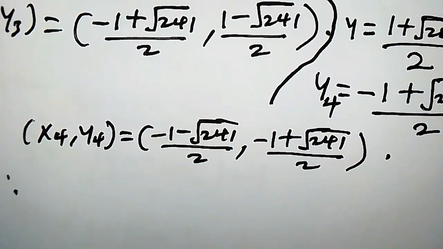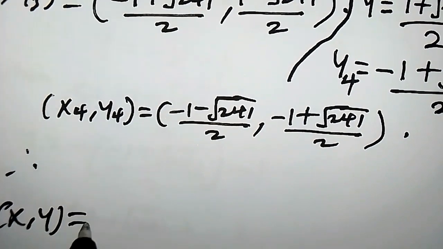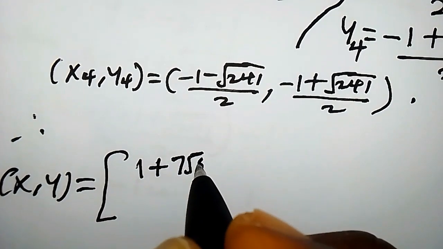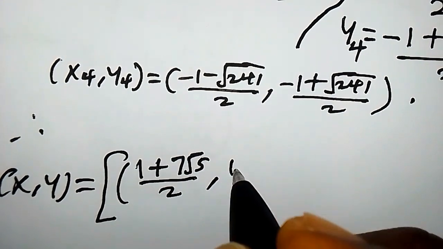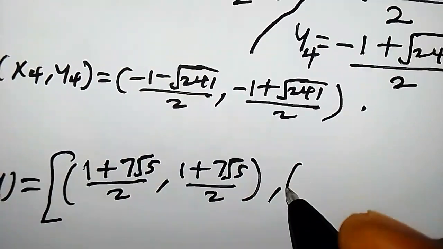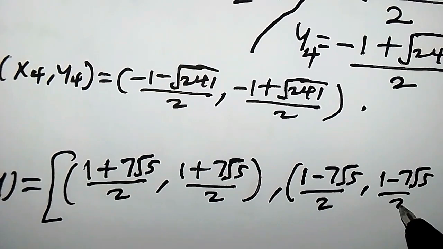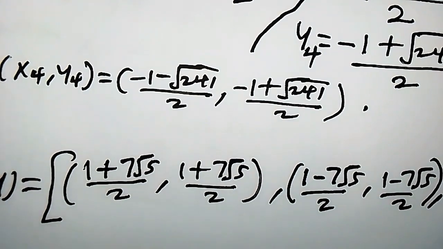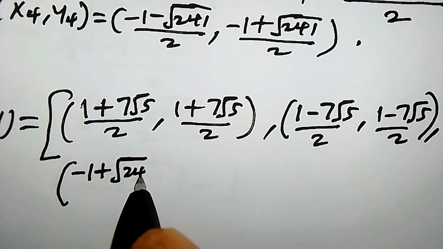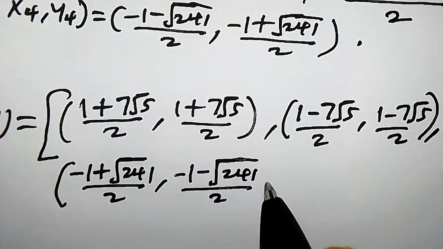So, therefore, all the solutions that we have for this math problem are simply x comma y is equal to the set of, the first solution that we obtained is 1 plus 7 root 5 divided by 2, comma, 1 plus 7 root 5 divided by 2. This is the first solution. The second solution is 1 minus 7 root 5 divided by 2, comma, 1 minus 7 root 5 divided by 2. This is the second solution that we have. And the third solution is, let's write it here, minus 1 plus root 241 divided by 2, comma, minus 1 minus root 241 divided by 2. This is the third solution.